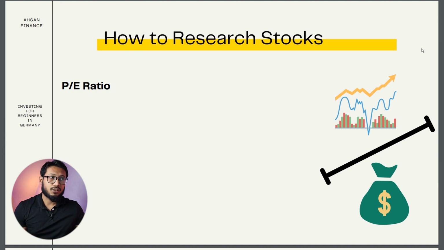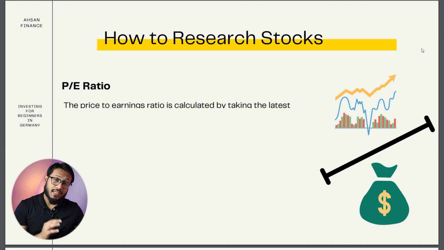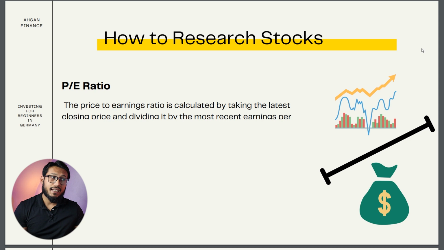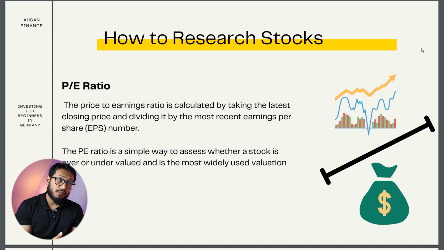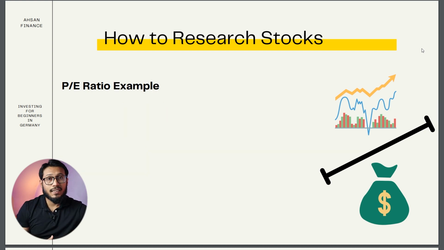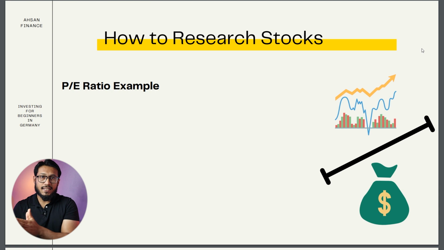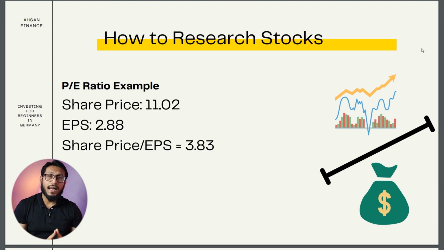So when it comes to the PE ratio, it is calculated by taking the latest closing price and dividing it by the most recent earnings per share number. The PE ratio is a simple way to assess whether a stock is overvalued or undervalued, and it is the most widely used valuation measure. So how do we calculate the PE ratio? A simple example would be if a stock has a share price of $11.2 and its most recent EPS is 2.88, we divide the share price by the EPS, giving us the PE ratio. In this example, our PE ratio is 3.83.